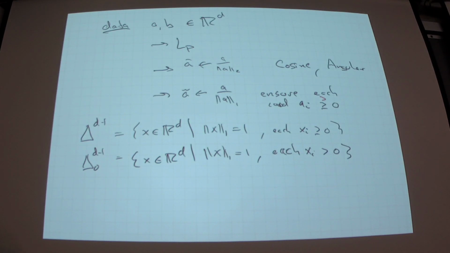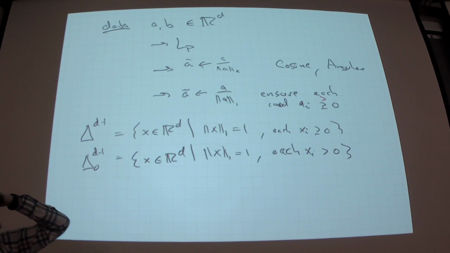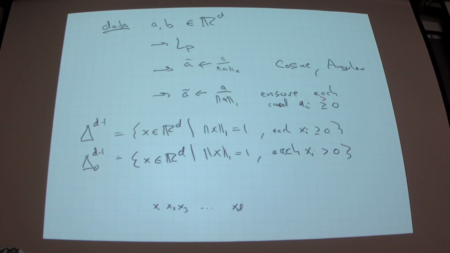This is interesting because then I can think of the coordinates. After I have something in the space, I can think of x1, x2, x3, up to xd. I can think of these as values where every value has to be between 0 and 1.